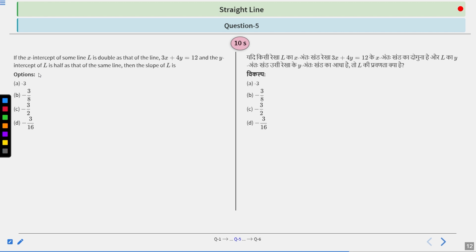And after calculating the required intercepts, we can easily calculate the equation of the line using the intercept form, and we can easily calculate the slope of the line L, right? So in this way, you can try to approach this question. You have 10 seconds to solve or think about this question. After 10 seconds, we can discuss the solution part, right?